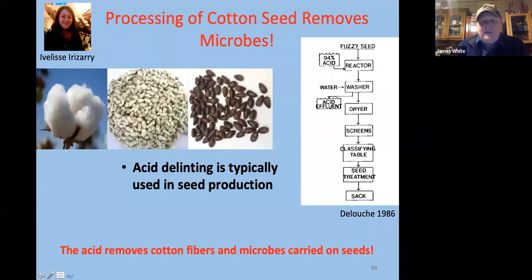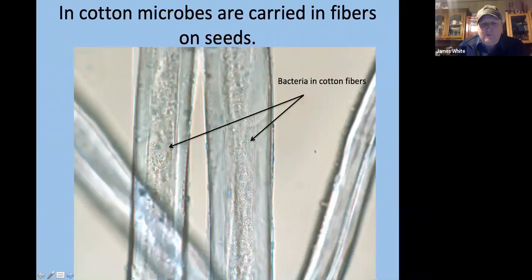And what they do with cotton is an example. In order to plant cotton, they will remove all the cotton fibers, all the hairs, the cotton fibers on the seeds. To do that, they treat it with acid to get these seeds nice and clean. Well, as it turns out, the acid will actually kill the microbes on the cotton. And the microbes are carried on those fibers on the cotton, and also on the surface of the seed.